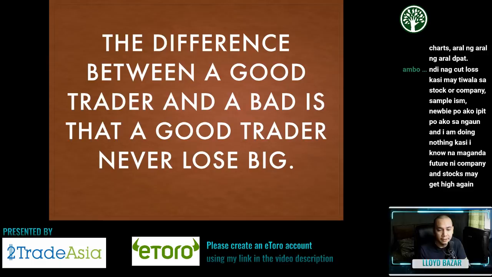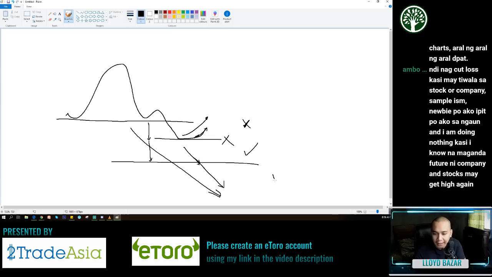Right. Yan yung bigger concern natin ngayon. Do not lose big. Kasi the moment na mag-lose ka ng big and then lumaki pa yan ng lumaki, what if it snowballs even further down? Mas malaki ang loss mo, yung mga profits mo sa ibang stocks mo, kinakain na. Now, nawala na yung risk to reward ratio mo. This is the bigger concern of a newbie. Never lose big percentages. Right?